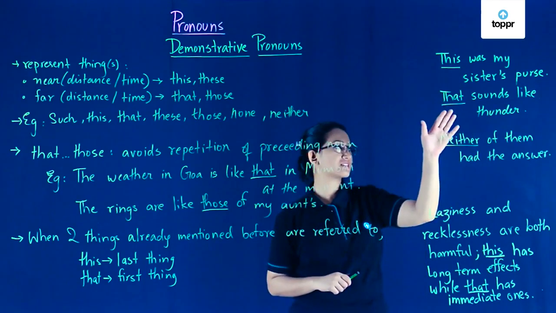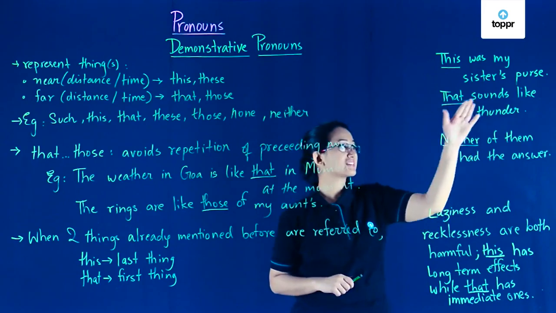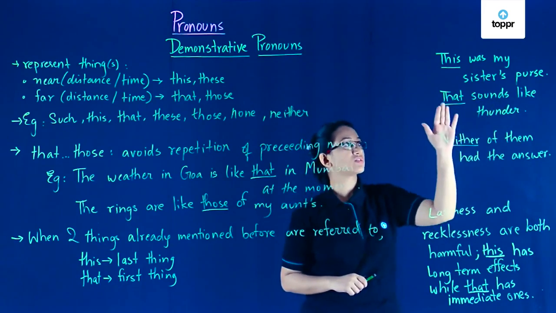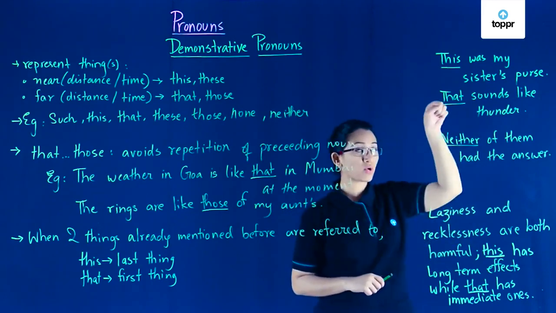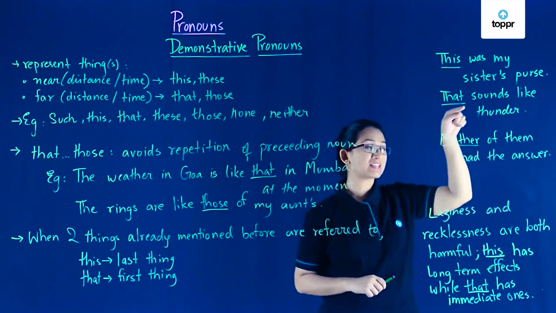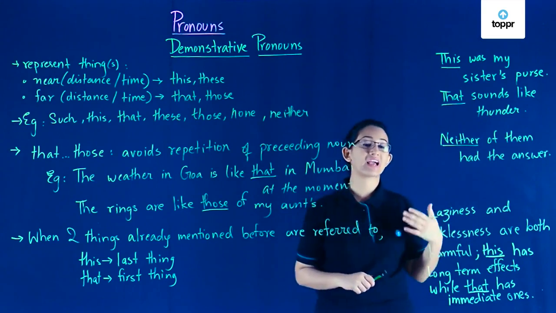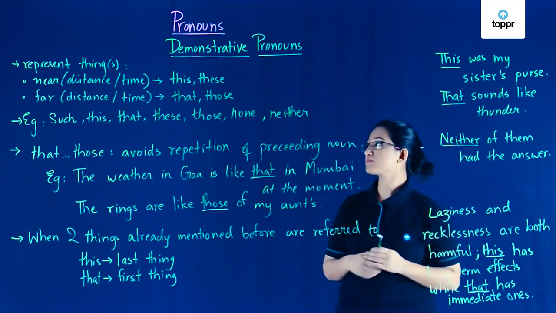Similarly, we have this sentence here that's using that. That sounds like thunder. So that is referring to the specific sound that can be heard, and it is pointing out that sound, and it is replacing a noun. Therefore, it is acting as a demonstrative pronoun.